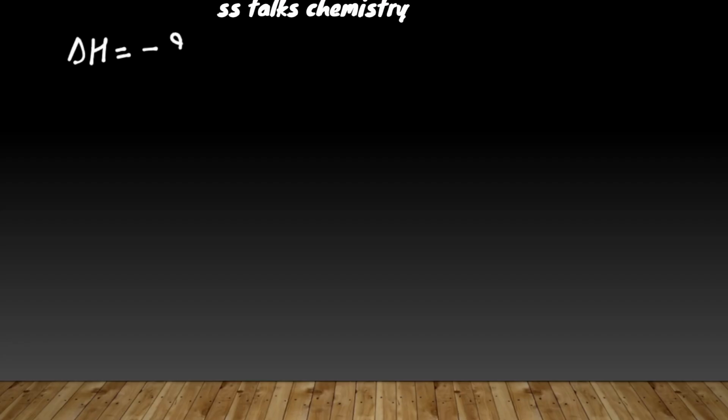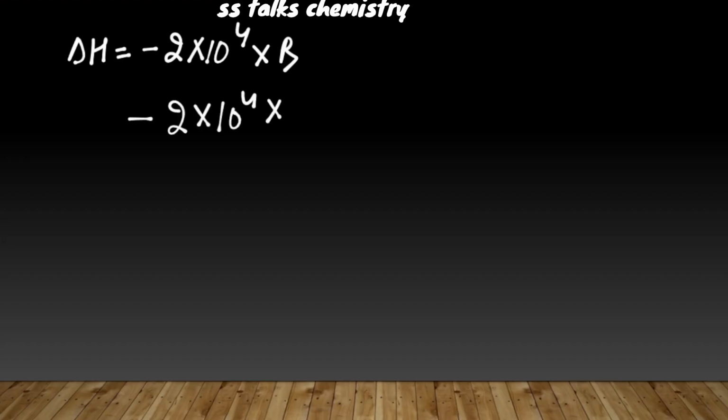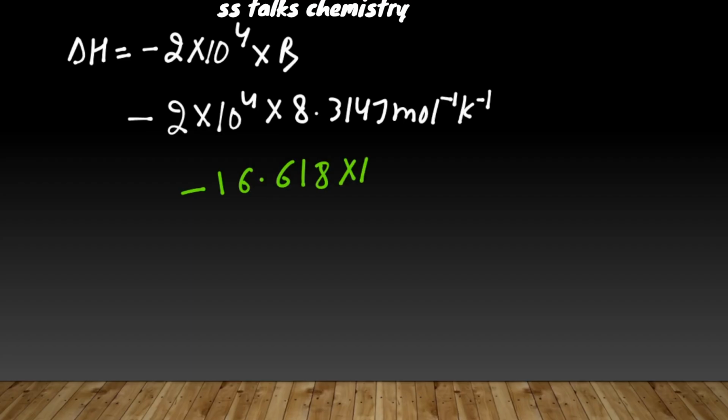Delta H is minus 2 into 10 to the power of 4 into the R value. So it becomes minus 2 into 10 to the power of 4 into 8.314 joules per mole per kelvin. So this is the value that we are getting, right? On solving this, you will get minus 16.618 into 10 to the power of 4. This is in the units of joules per mole.